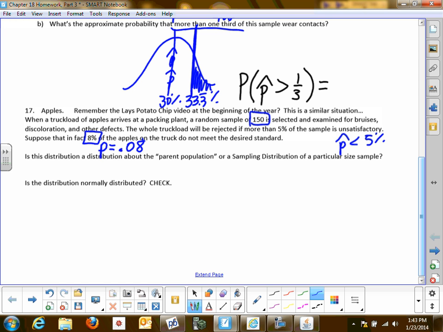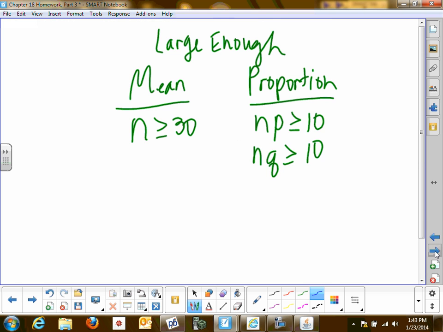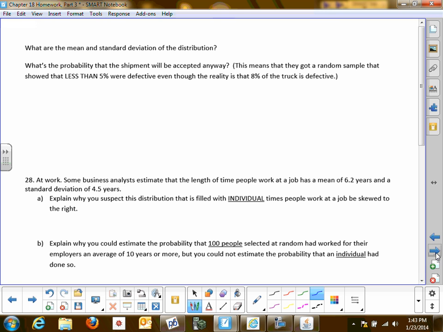All right. So anyway, first question, is this distribution about a parent population or a sampling distribution? Sampling distribution of samples of size what? 150. And unfortunately, because of the bad writing of this problem, I don't know, 150 apples, 150 pounds, whatever. You're going to check your conditions here, but I want to go to the top of the next page and guide you through this real quick.